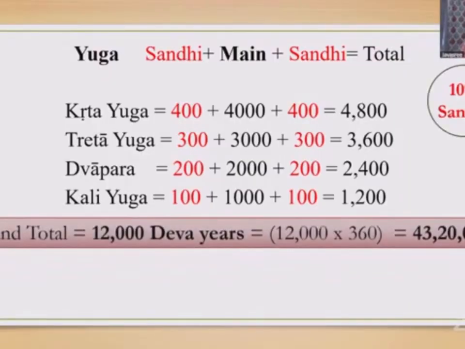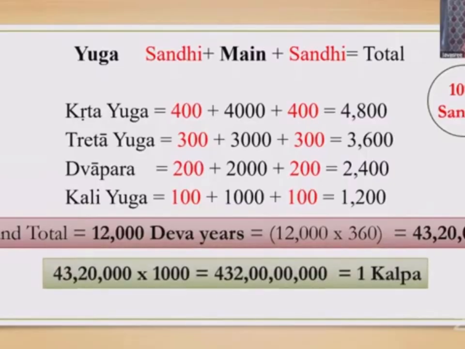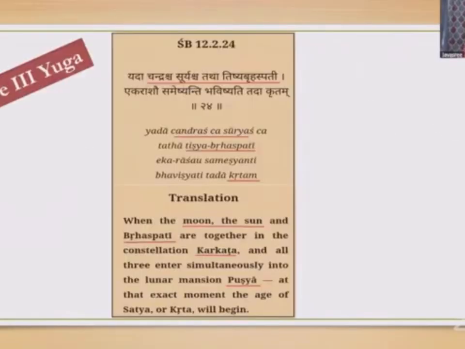That is 43 lakhs and 20,000 years, and that is up to Kalpa. 1,000 times of it is in Kalpa. So this is about Brahma's time, not our time. And the third type of Yuga.